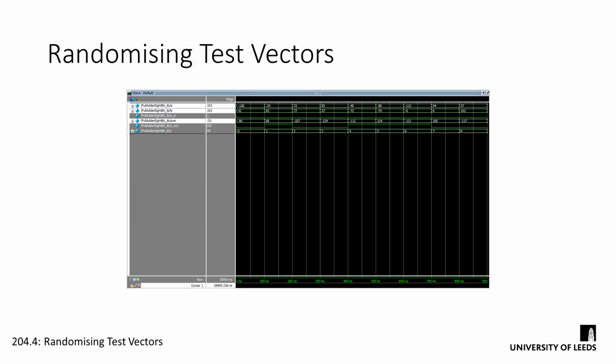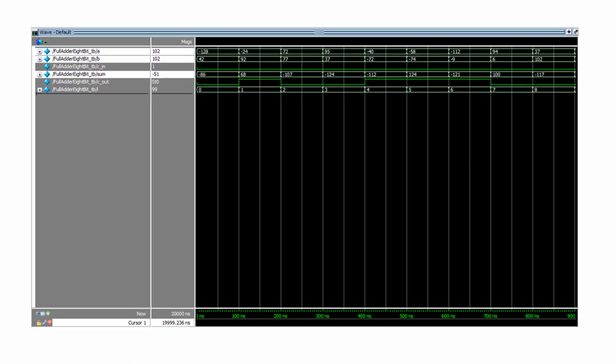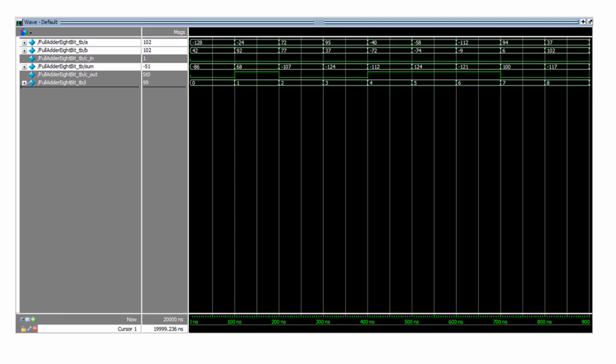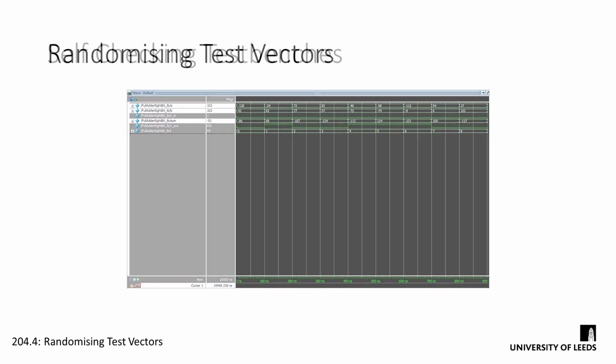We can view the results of this test in Modelsim. As you can see, every 100 nanoseconds we apply a random set of values to the inputs, and we can work out in our heads whether they're correct or not. We don't really want to be doing this for 200, 2000 or 20,000 different values though, so we could do with a more automated solution.